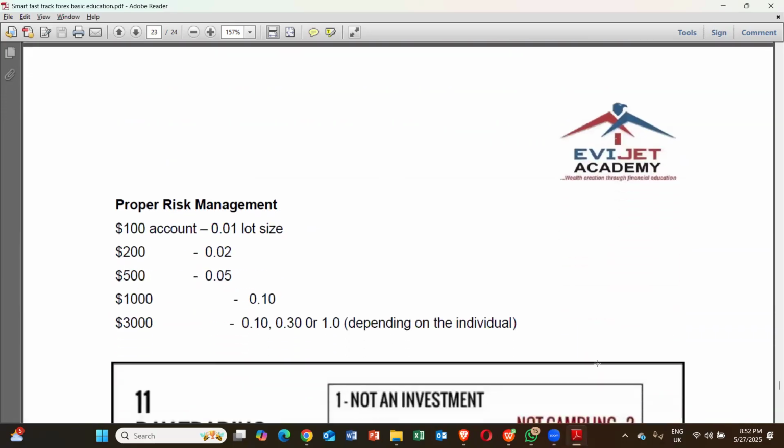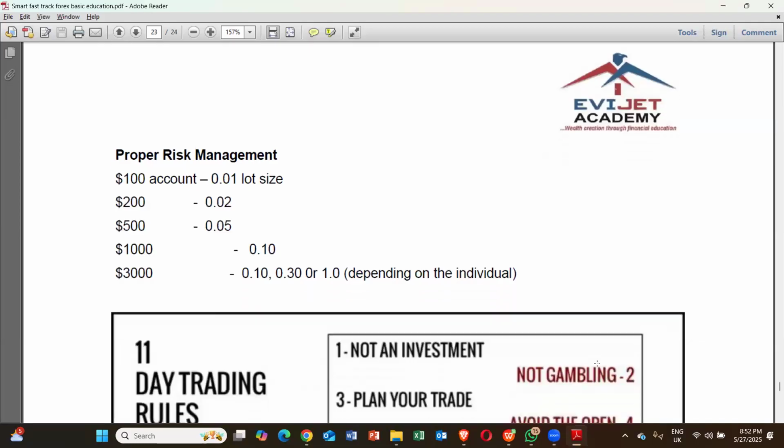These are the account sizes and what your lot size should be. For proper risk management, with $100, your lot size should be 0.01, and you must not take more than three trades at a time. That's three positions, whether they are different assets or one particular asset. That is the normal and proper practice.